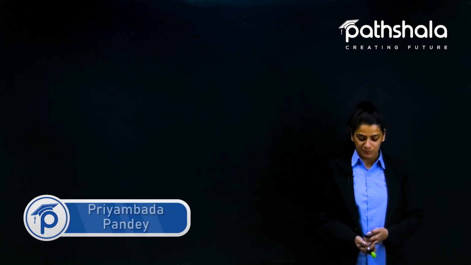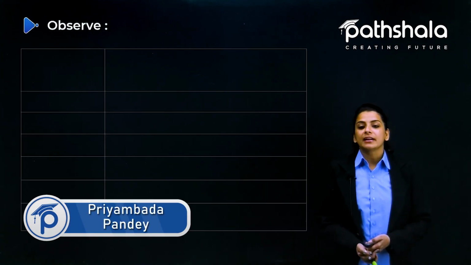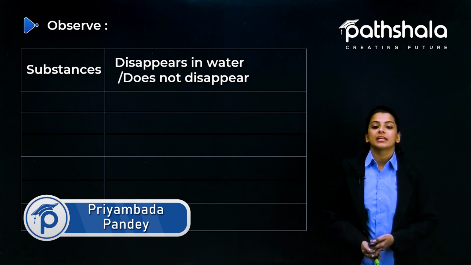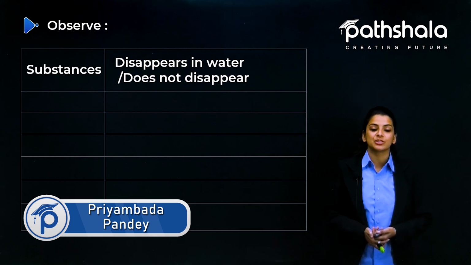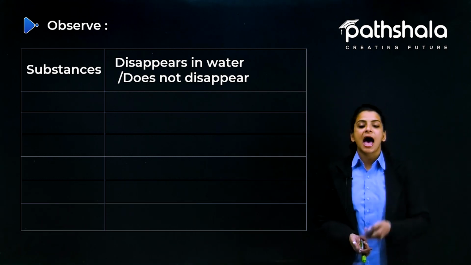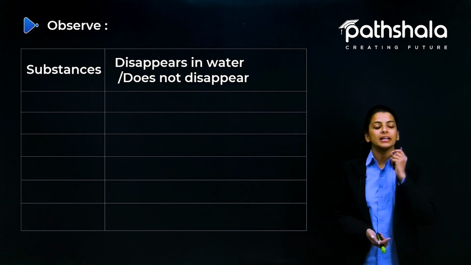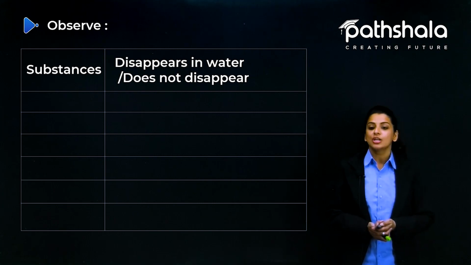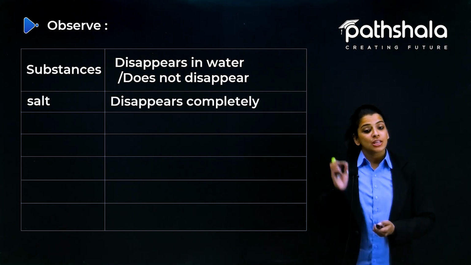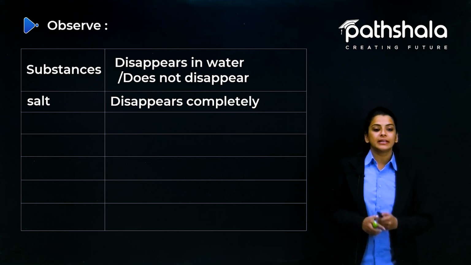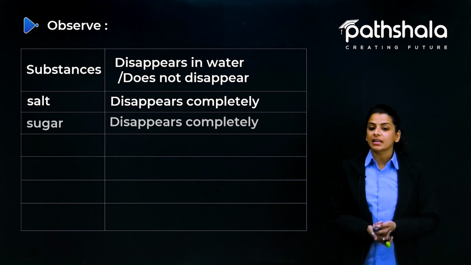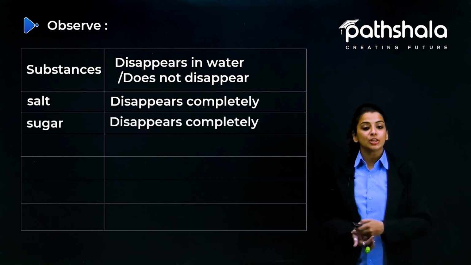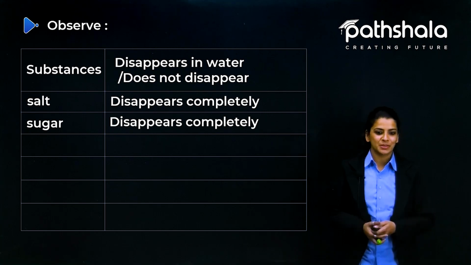Observation of the previous experiment that we were doing: we have taken two columns. In the first column, we have the substances that we just put in the 5 beakers, and in the results column we are going to write whether they disappear in the water completely or do not disappear at all. So the first one is salt. Whenever you put salt in the water, it disappears completely. Secondly, we have sugar. When you put sugar in the water, it also disappears completely.